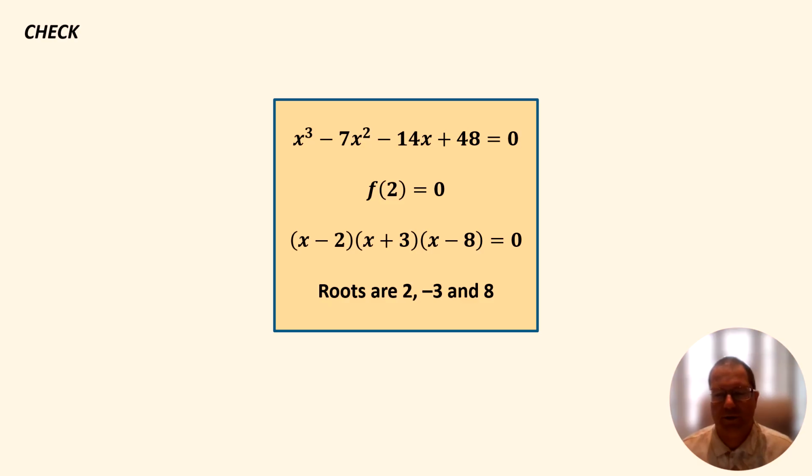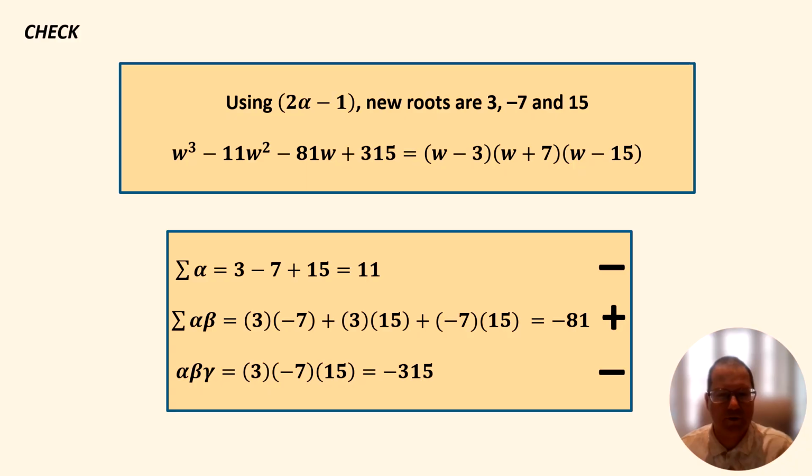So we've got the same answer in two different ways, but let's just have a look at how we might check our answers. So, given the original cubic, we could use the factor theorem to factorize it. F of 2 equals 0, and the factors are x minus 2, x plus 3, x minus 8, which means that the roots themselves are 2, negative 3, and 8. If we take the roots of 2, negative 3 and 8 and apply our linear transformation, 2 alpha minus 1, the new roots are 3, negative 7 and 15. If we then multiply together w minus 3, w plus 7 and w minus 15, we do indeed get the same cubic expression in w.